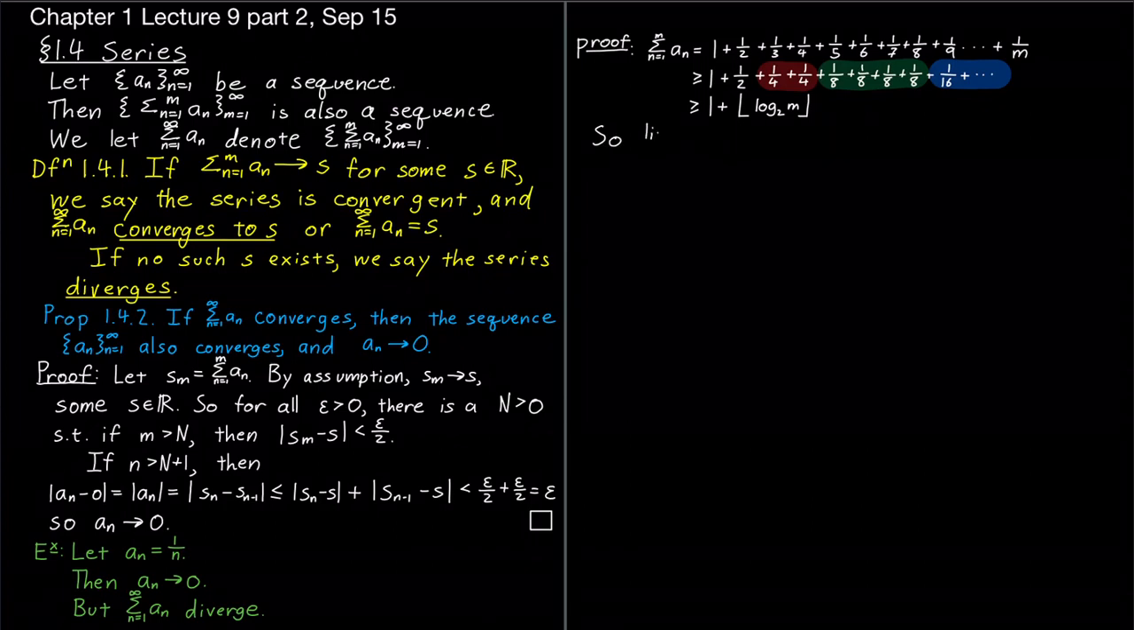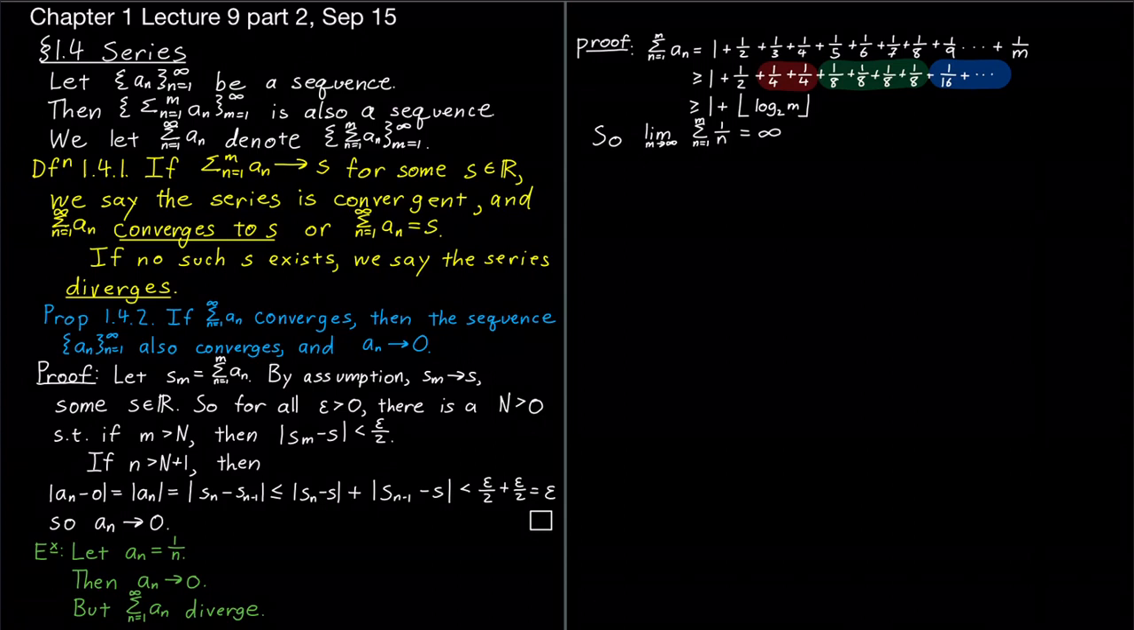So the limit as m goes to infinity of the partial sums of the harmonic series, that is infinity. So we keep getting bigger and bigger. And with series, we really do want to say that to converge, you have to converge to a real number, not to infinity.